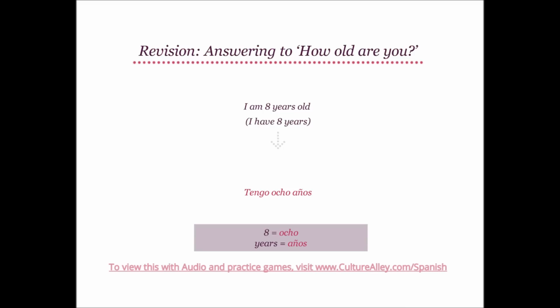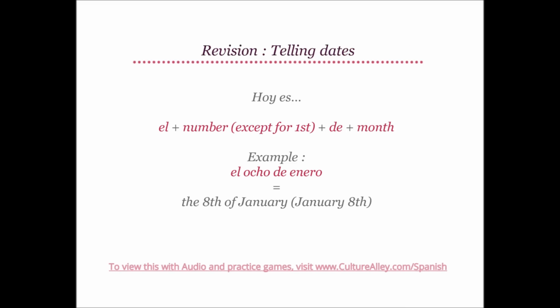Excellent! Let's now revise how to tell dates in Spanish by taking an example. Hoy es el 8 de enero. Hoy es means today is. The structure in Spanish is el, then number, except for first, then de, and the name of the month. We say el 8 de enero, which means the 8th of January, or January 8th.